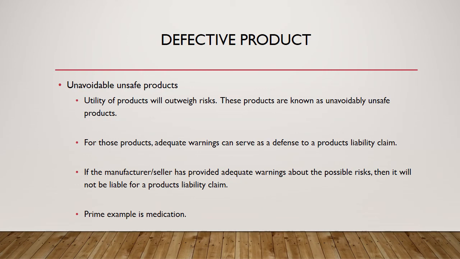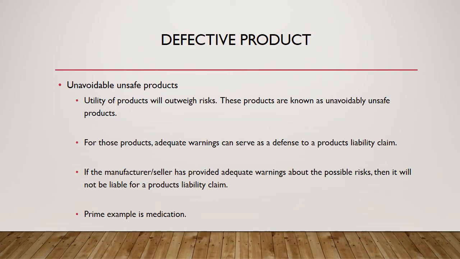And although the utility will outweigh the risk, there is still substantial risk in these products. And so these products that have utility but significant risks with them are unavoidable unsafe products. The best example is medication. You may have some serious side effects of medication, but the medication has some great benefits for you given your medical condition. And so in the medication context, if you give an adequate warning, that can serve as a defense on the product's liability claim.